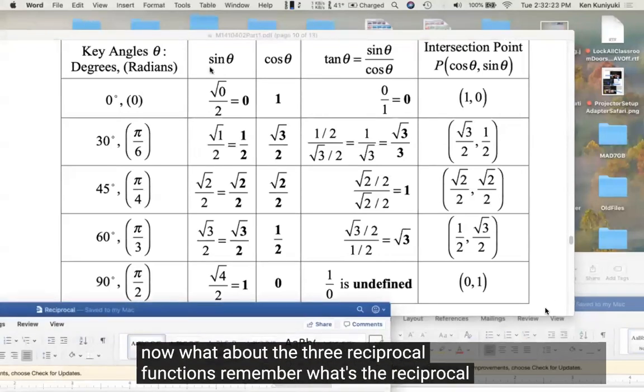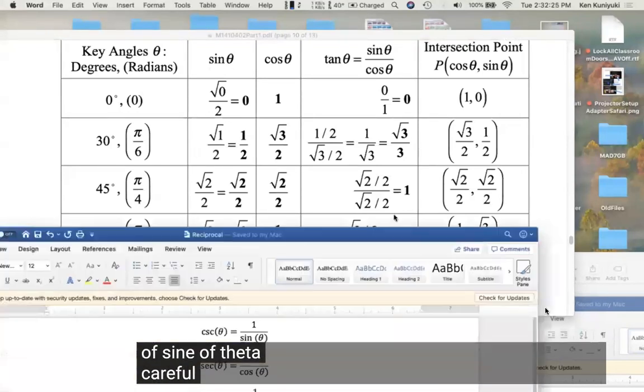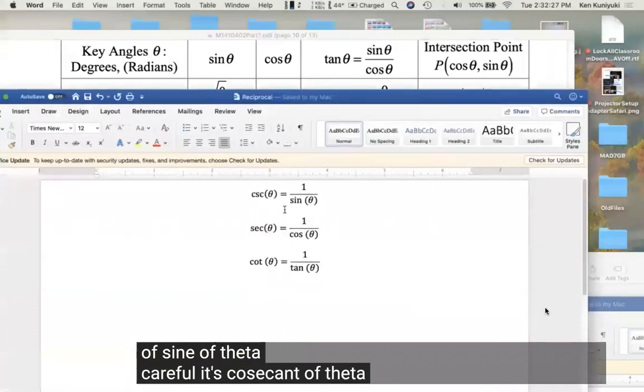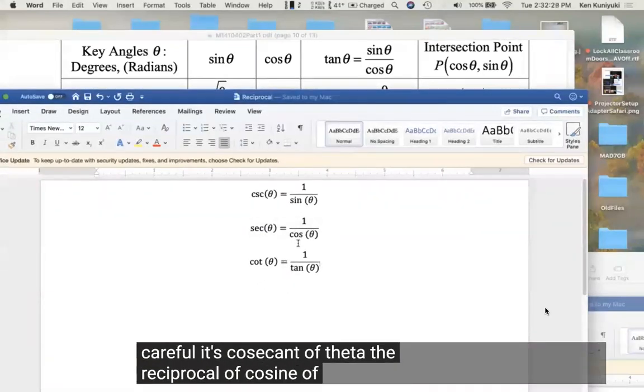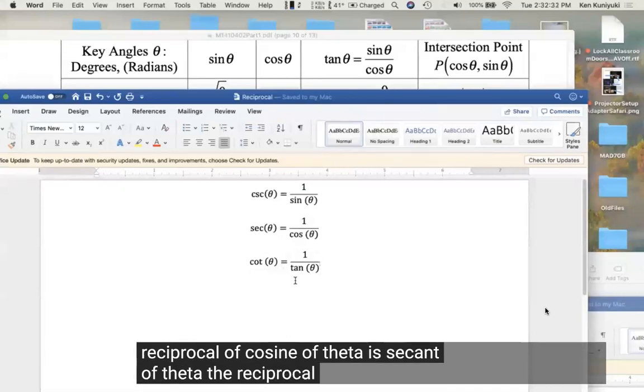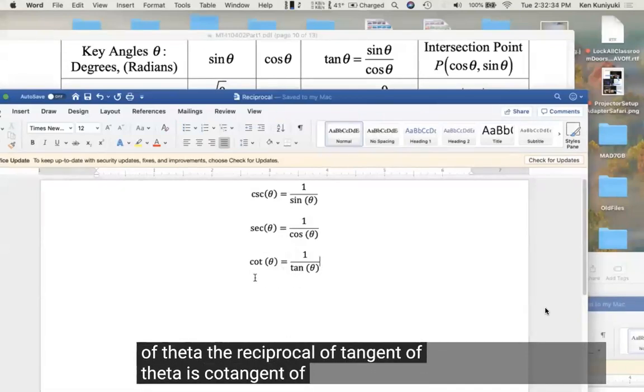Remember, what's the reciprocal of sine of theta? Careful, it's cosecant of theta. The reciprocal of cosine of theta is secant of theta. The reciprocal of tangent of theta is cotangent of theta.